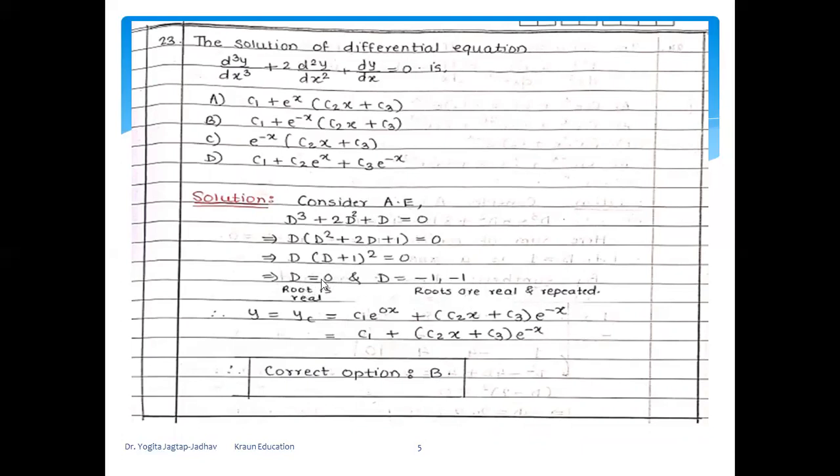Therefore, by a combination of case number 1 and case number 2, you can write down the complementary function yc equal to c1 e raised to 0x for the real and distinct root, and for the real and repeated root we can write the combination as c2 x plus c3 e raised to minus x. Again, you know what is the value of e raised to 0? It is equal to 1. Therefore, y equal to c1 plus c2 x plus c3 e raised to minus x is your correct answer, and therefore the correct option is B.